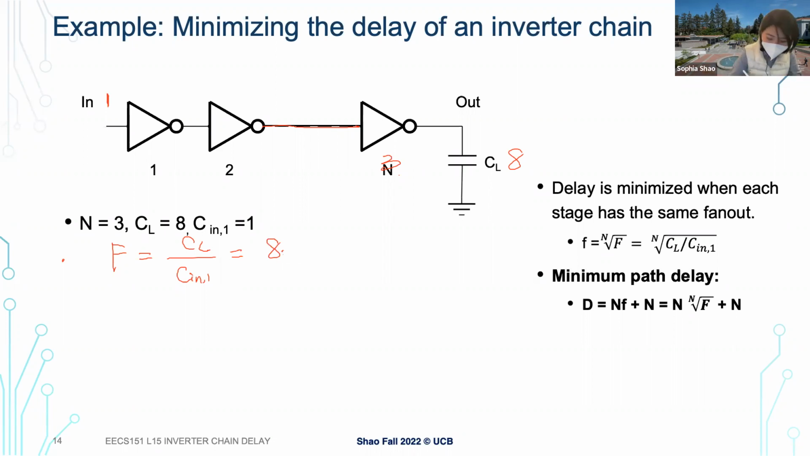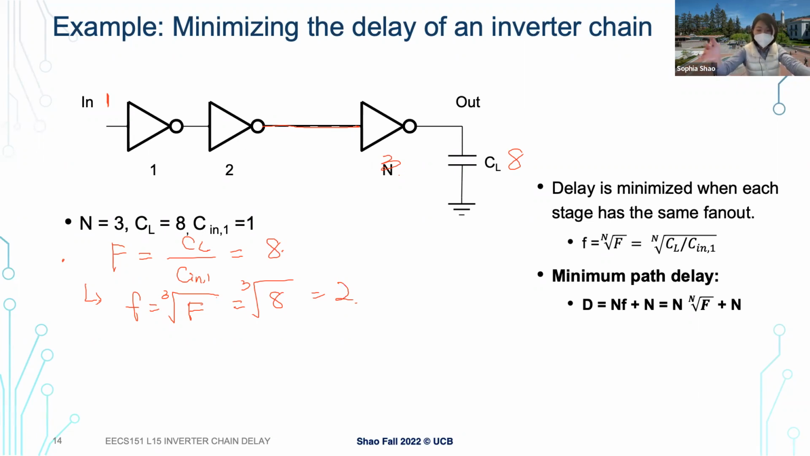And in 3, right, we talked about how, to achieve the minimum delay, we want to evenly distribute the effort. Which means the fan out of each individual stage is the Nth root of the overall path fan out. So N is 3, and 2 to the power of 3 is 8, so each stage fan out is 2. Overall fan out is 8, we want to distribute it evenly for each stage, so the fan out is 2, right?